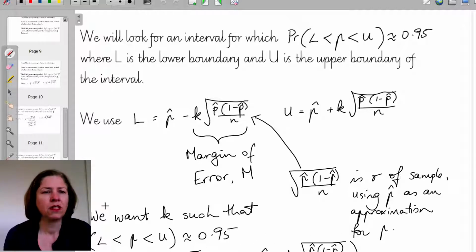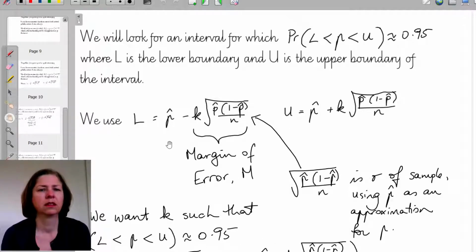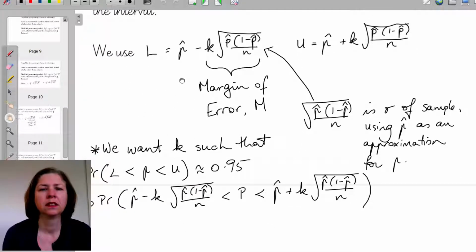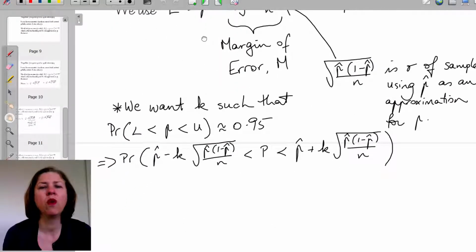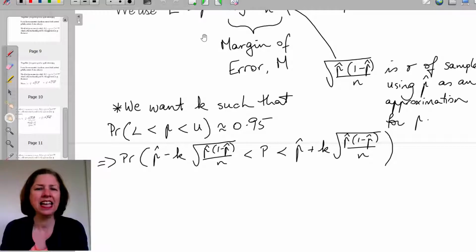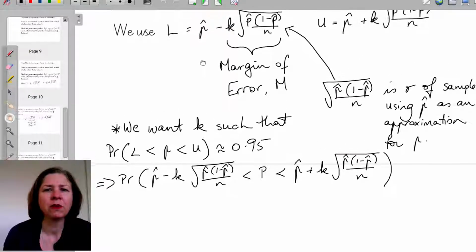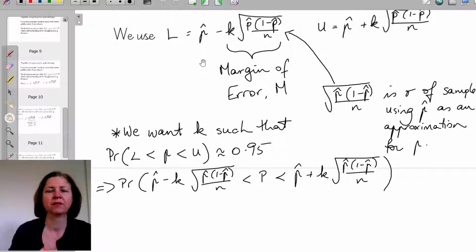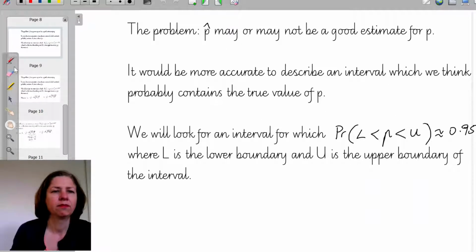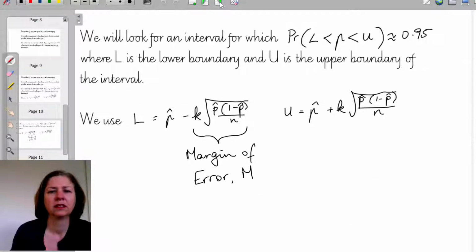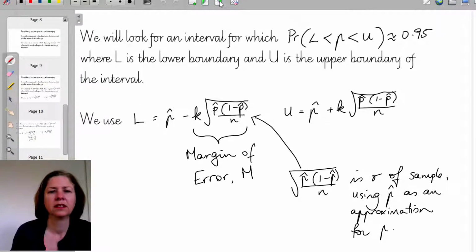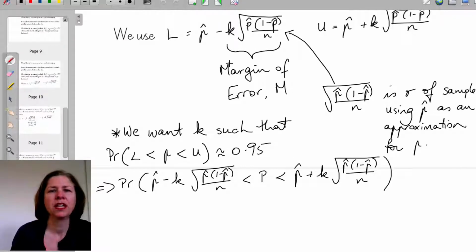Oh, I need to shift this up a little bit. So what we want is K. That's the other thing I haven't talked about in this formula, is K, which is just here. Here we go. K is just there, all right?